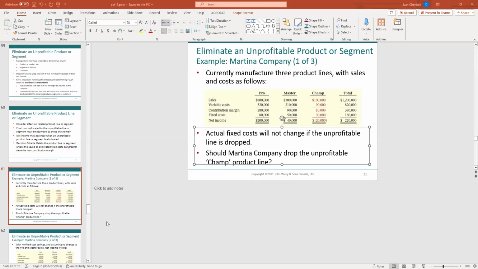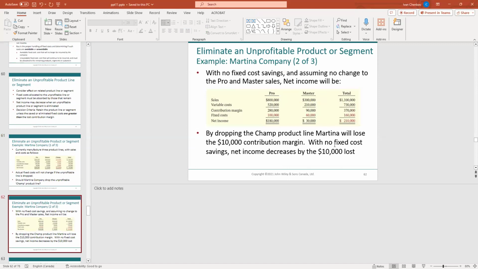Slides, where are the slides here? Here we go, I found the slides.